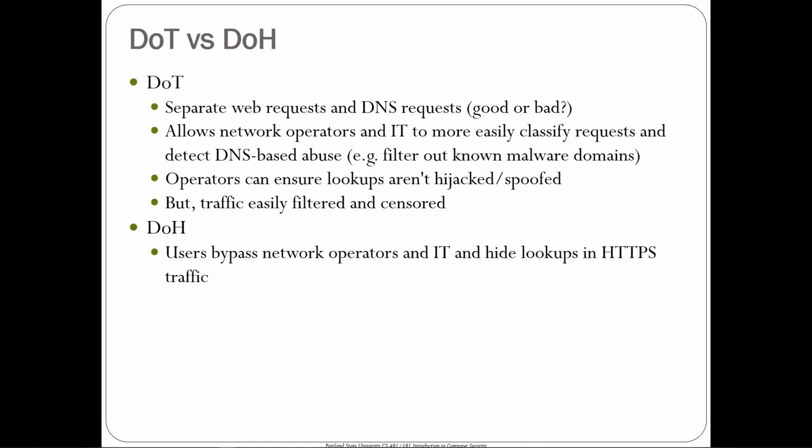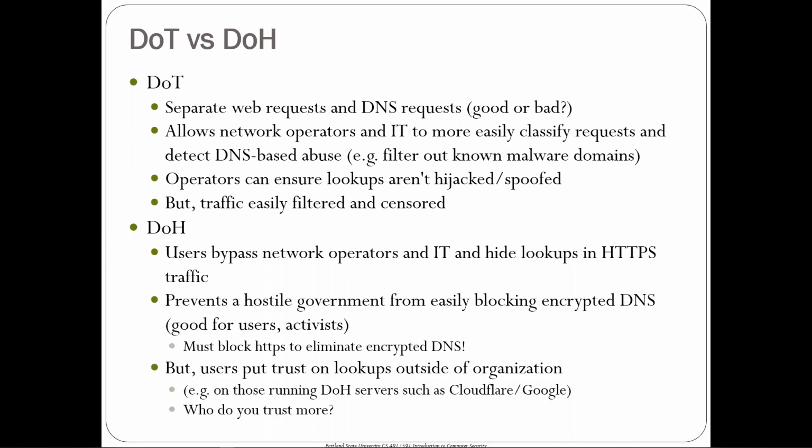With DNS over HTTPS, the user can completely bypass the network operators and basically hide all of their DNS lookups in things that look like web traffic. So this makes it much harder to censor particular domains from the network. This prevents a hostile government from easily blocking particular DNS lookups, because in order to do so, they basically have to block all of HTTPS, right? Unless they find a way to break and inspect the HTTPS.